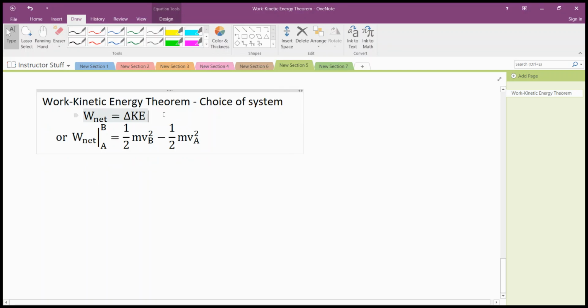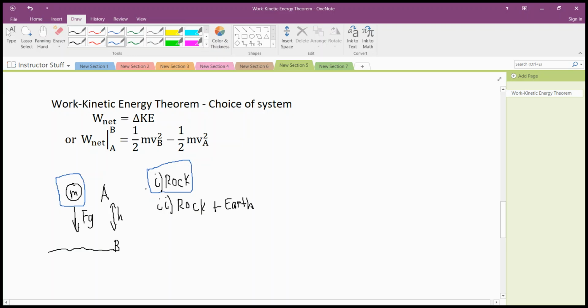So firstly, we have the work kinetic energy theorem for systems, where we now understand this net work done to be the work done by all the internal and external forces on the objects in our system as our system changes from state A to state B, and this change in kinetic energy to be the sum of all the changes in kinetic energies of all the objects in our system as our system changes from state A to state B. So to see how the choice of system affects how we think about things, let's use a simple example.